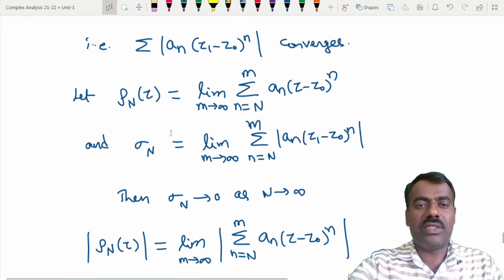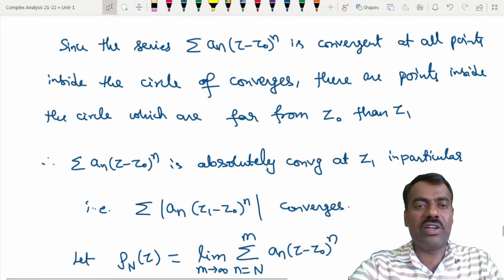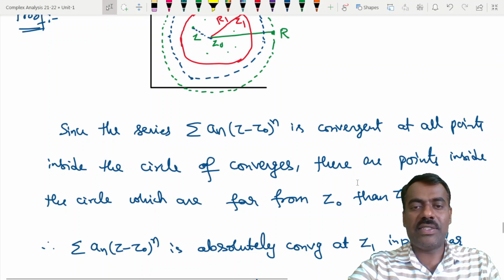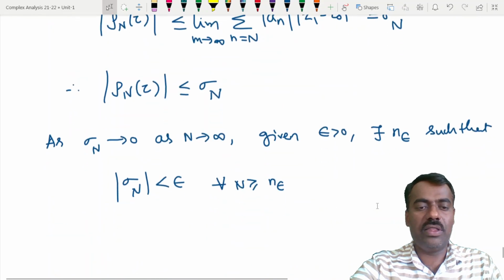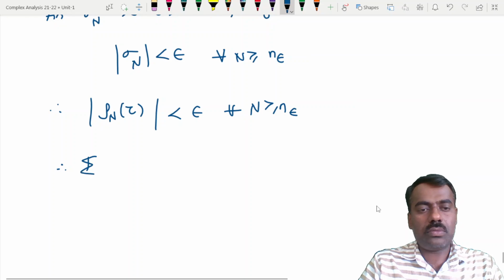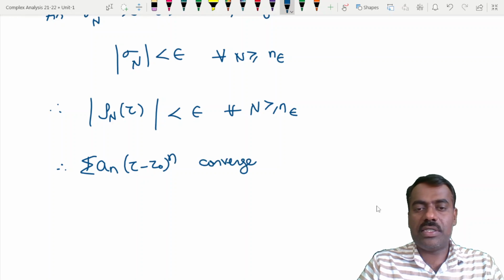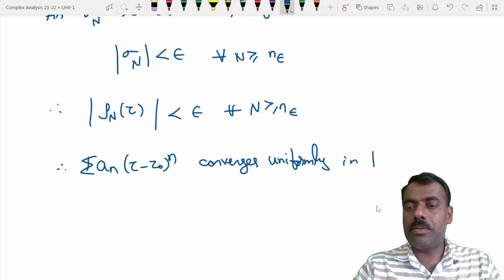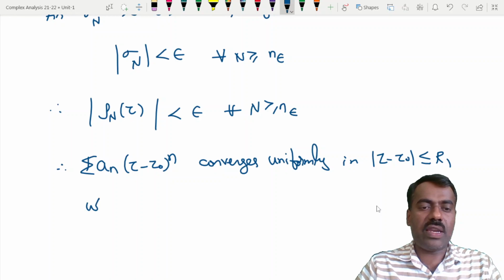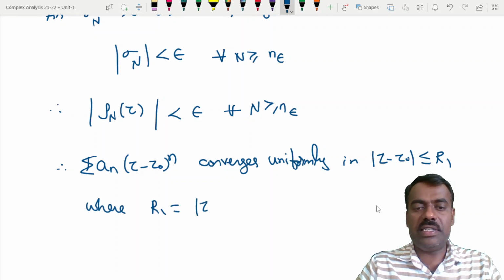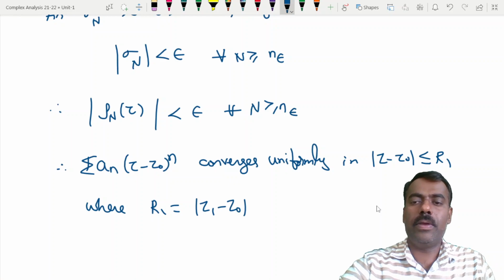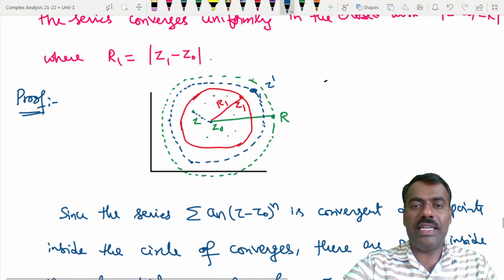That shows that this rho_n of z, the remainder function of this power series, is less than epsilon. So this series converges uniformly. Therefore the summation of a_n (z minus z naught) whole power n converges uniformly in the disk mod z minus z naught less than or equal to r1, where r1 is the distance between z1 and z0. Remember, you started with some z1 inside, and now I can change this z1 anywhere.